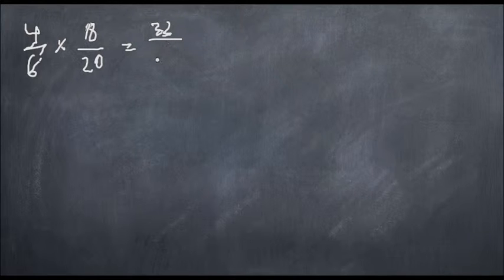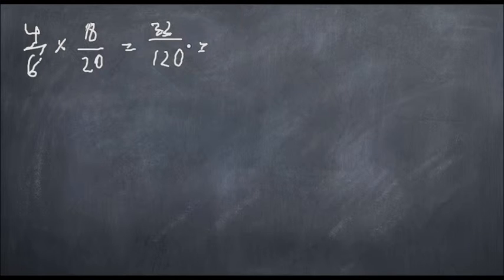Four sixths times 8/20. Right, so we know 32, and what's 6 times 20? Well, you know 6 times 2 is 12, add the 0, you've got 120. Alright, so now we've established how to do it, and by the way, we've got to simplify, always remember.